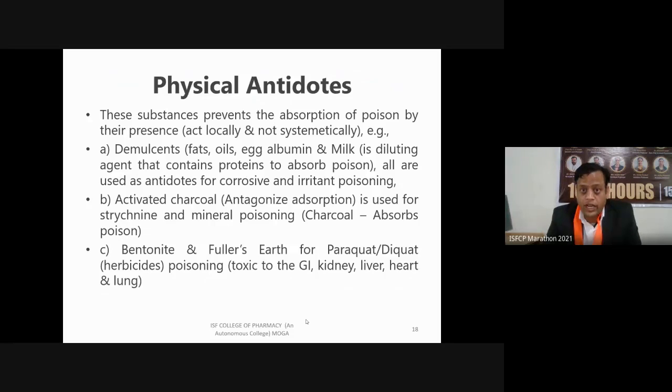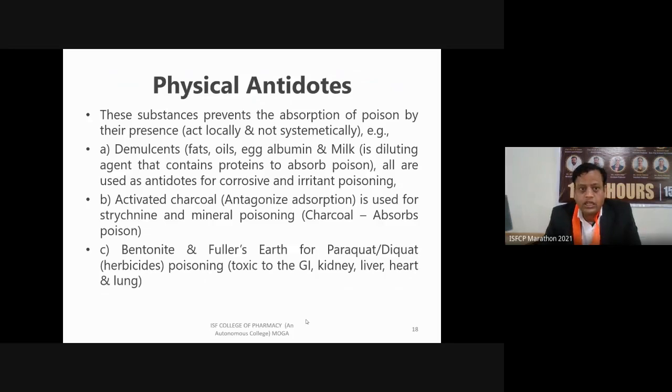As we know what physical means, these agents are physically present in our body, and they reduce the absorption of poison by their presence. They act locally and not systemically. They do not enter the blood, but are present in the stomach or intestine, so they reduce the absorption of poison. So they are included under physical antidotes.